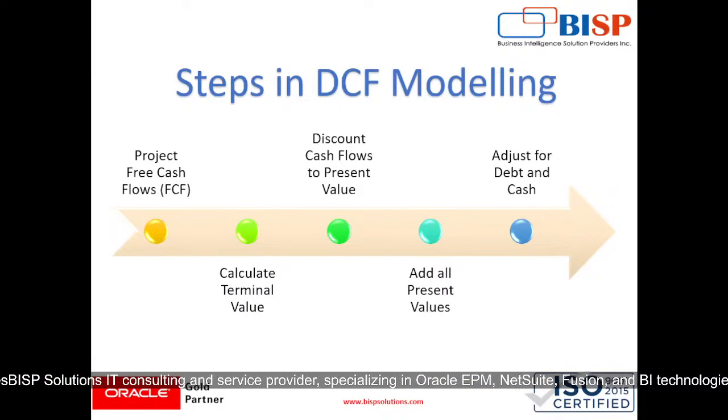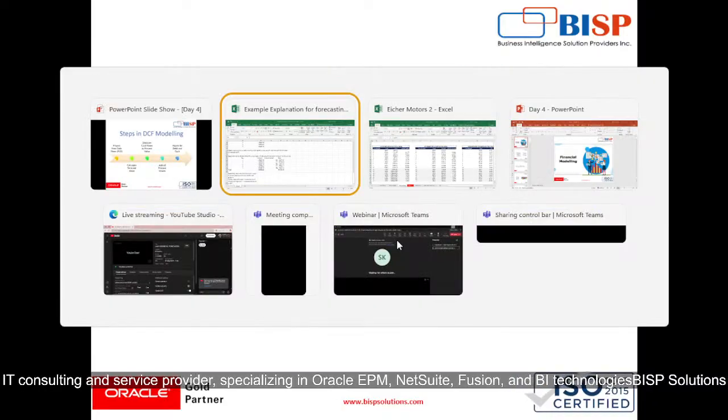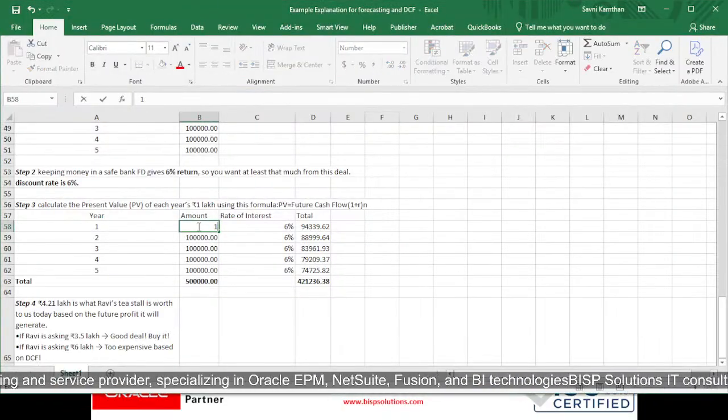So for an example, if we are expecting a company to earn 10 lakh rupees every year for 5 years, 10 lakh rupees 5 years from now is not the same as 10 lakhs today. So we will be calculating the present value of each year's 10 lakh using a discount rate, say about 10%, and then we will be adding up to find today's value of future earnings, that is the value of the company.